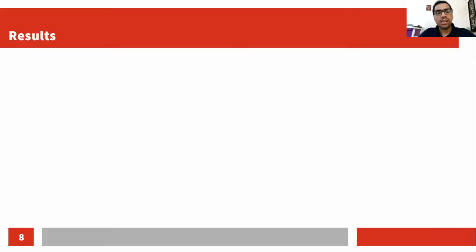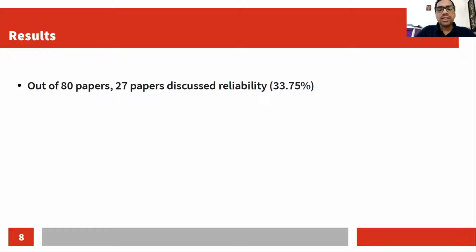And now the result. Out of 80 papers, I found that 1/3, that is 33.75% exactly, 27 papers discussed reliability. That means 1/3 of the papers about software design had reliability included in them. And the papers that did include reliability did include fault tolerance. These were more theoretical papers that were talking about theoretical designs, in contrast to researchers reporting practical designs that they implemented somewhere.